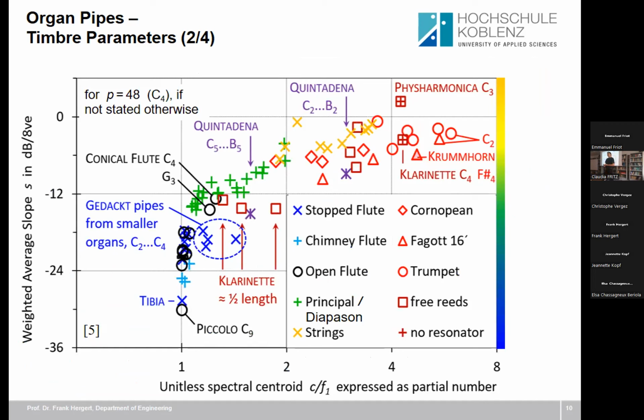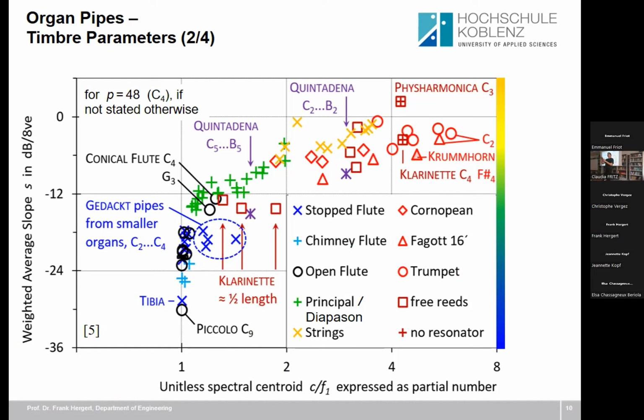After seeing this, I decided to compare all my data at pitch 48, which is C4, I guess, so middle C at the keyboard. And I plotted it on this axis over the unitless spectral centroid, which we could call brightness. And on the vertical axis, I used my weighted average slope parameter. And you see in this diagram, certain ranks group. So I see all the open flutes, which are black, they group. I see all the stopped flutes, here, these ones.